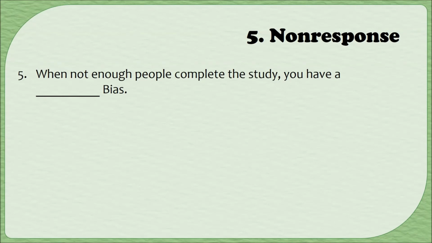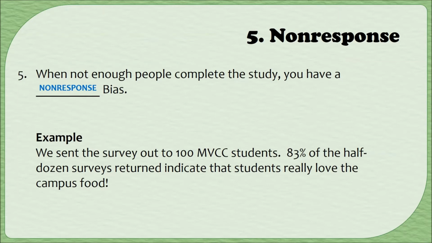A bias that is present in a lot of our alumni surveys at the college is non-response bias. This happens when not enough people complete the study. So maybe you send a survey out to 1,000 people and you only get a handful of them back. You don't hear from a lot of people because they just don't reply to the survey. For example, we sent a survey out to 100 MVCC students, and 83% of the half dozen surveys returned indicate that students really love the campus food. It's great. Yeah, 83% of people who returned a survey say the food is awesome.